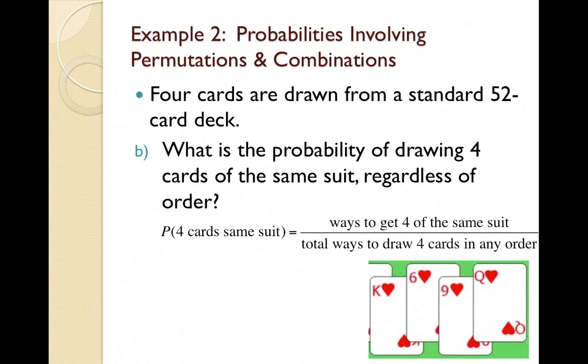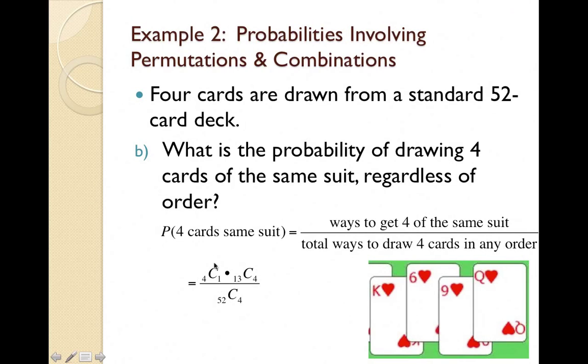So when we set this up, we're looking for the number of ways to get 4 cards in the same suit, still over the total number of ways of drawing 4 cards. Okay, but now it's 4 cards in any order. So notice our denominator has changed from being a P to being a C. 52C4. 52 cards taken 4 at a time in any order.